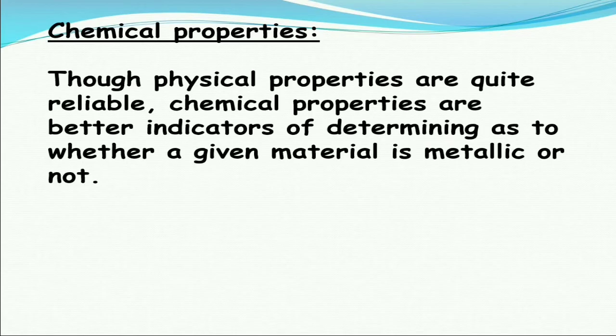Today we are going to discuss the chemical properties from the lesson Metals and Non-Metals, 8th class physics. Though physical properties are quite reliable, chemical properties are better indicators of determining whether a given material is metallic or not. We have seen 6 physical properties in the earlier videos. Compared to those, chemical properties are the better indicators of whether the given thing is a metal or non-metal.